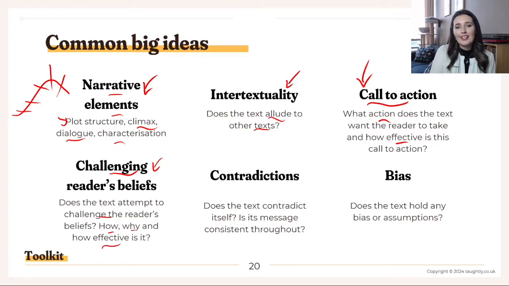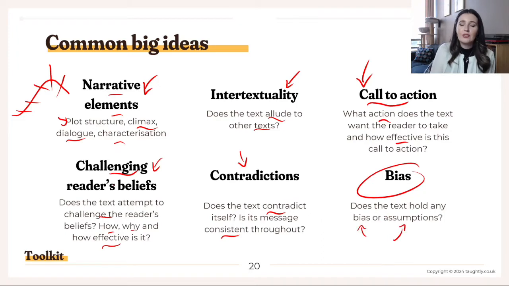You could also analyse any contradictions. Does the text contradict itself? Is it consistent throughout in terms of its messaging? And finally, we have got bias. Does the text hold any bias or assumptions? In this past paper, for example, there's lots of bias about what boys should do versus what girls should do, right?